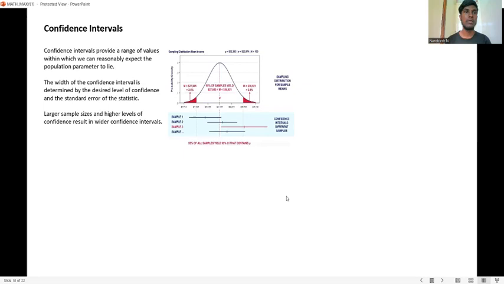Confidence intervals provide a range of values within which we can reasonably expect the population parameter to lie. The width of the confidence interval is determined by the desired level of confidence and the standard error of a statistic. Larger sample sizes give narrower intervals, while higher levels of confidence result in wider confidence intervals. So we can see the probability density and samples 1, 2, 3, 4, up to n, the confidence intervals, and different samples from the sampling distribution of the sample mean.